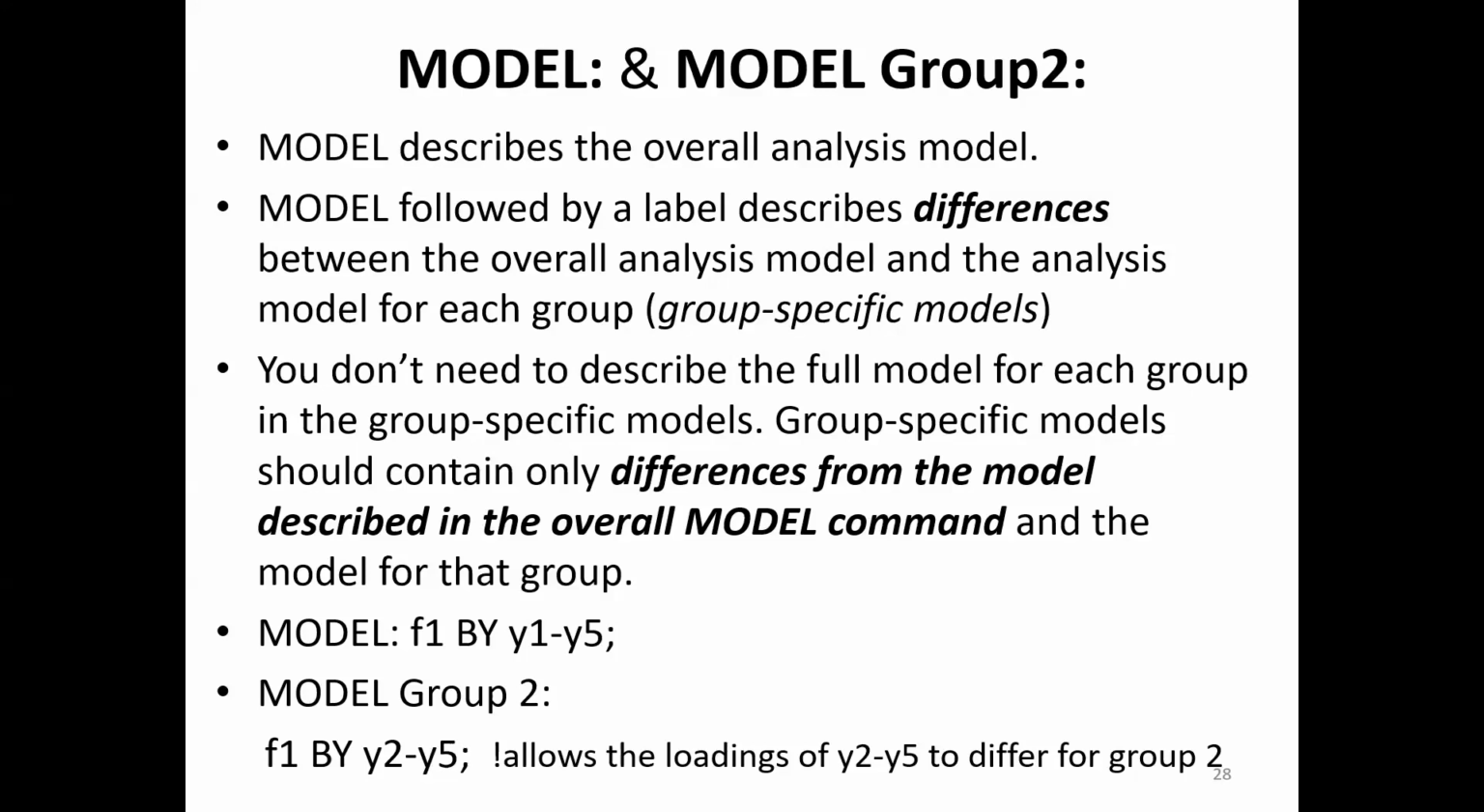Well, it's not in the code, but by default, M+ is going to fix the latent mean to be 0, and it's going to freely estimate the latent mean for the second. I shouldn't say first latent variable. The latent variable mean in the first group is going to be fixed to be equal to 0. And in the second group, it's going to be freely estimated.